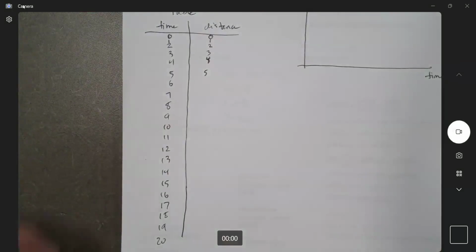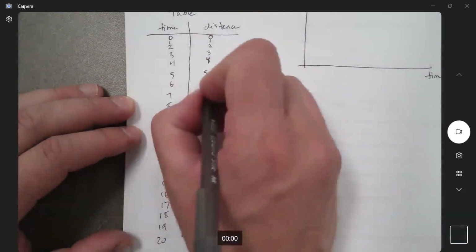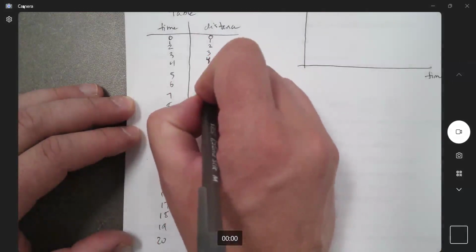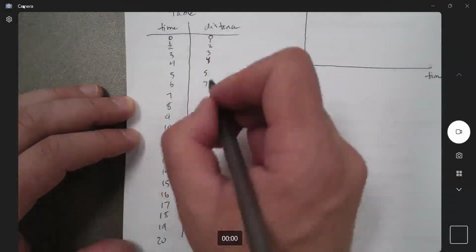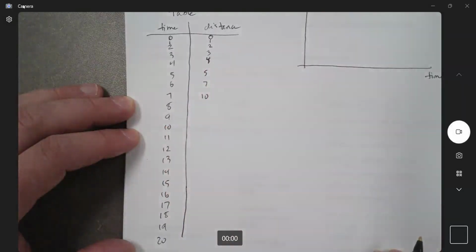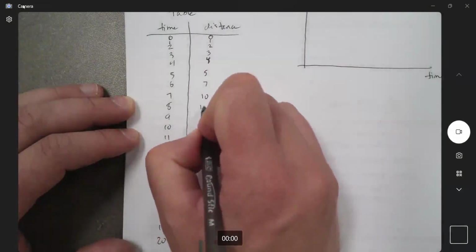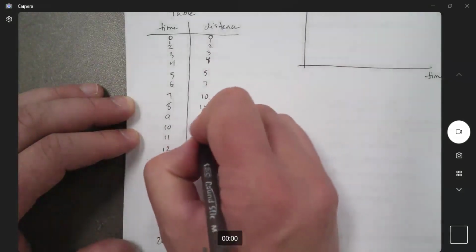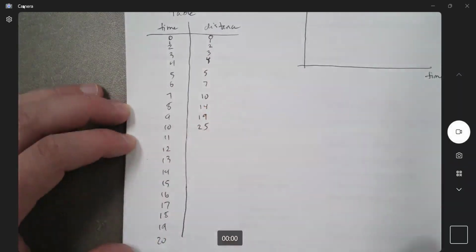But now she's going to start running faster. So the next minute, she's actually going to increase. Instead of going 1, maybe she's going to go 2. And then instead of going 2, she's going to go 3. And then instead of adding 3, she's going to add 4. And then she's going to add 5. And then she's going to add 6.